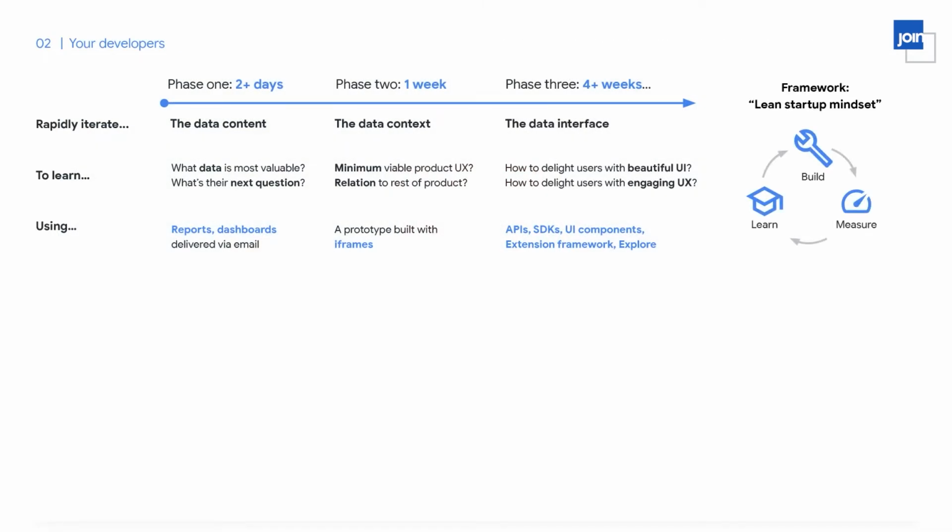And so really what you're talking about here is a lean startup framework, right? Where you build something, you measure whether it's being used, or you measure how much people like it by going and talking to them or doing surveys. You learn from that, and that informs the next thing that you build, right?